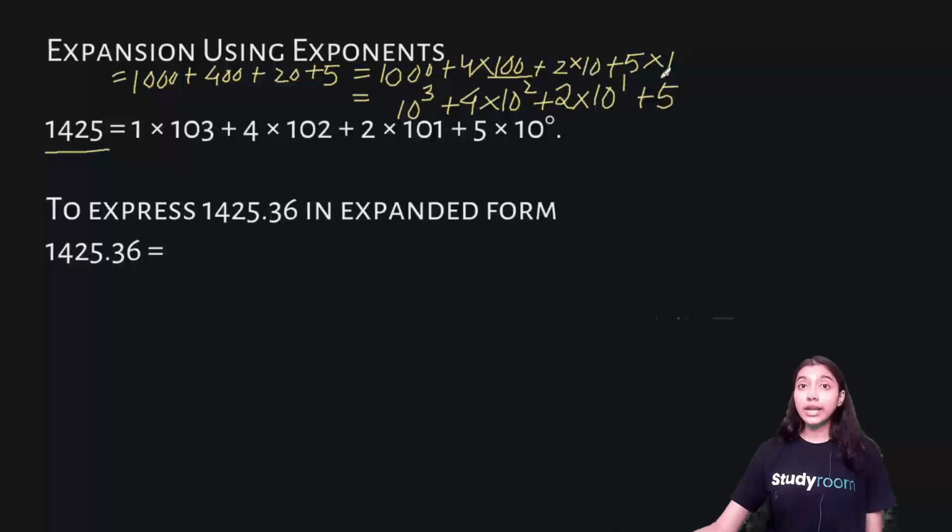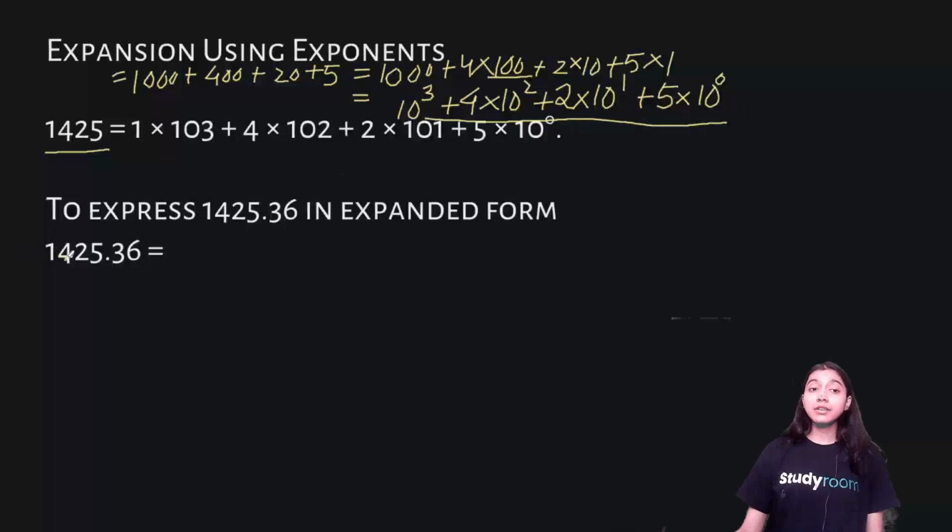Now this 1 can also be written as 10 to the power 0, because anything to the power 0 gives us 1. So this is the final exponential expansion of the number 1425. That is 10 cube plus 4 multiplied with 10 square plus 2 multiplied with 10 to the power 1 plus 5 multiplied with 10 to the power 0.